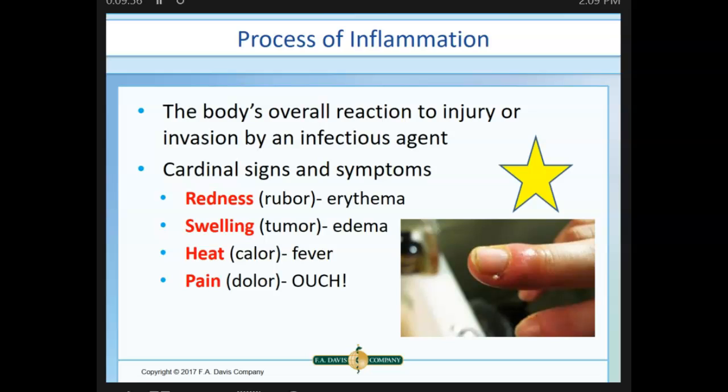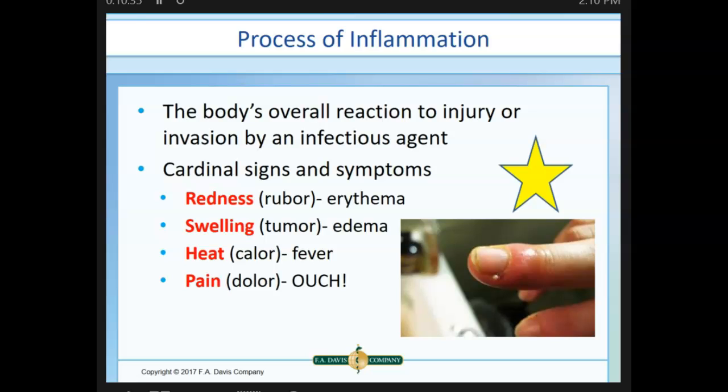So next we're going to talk specifically about the process of inflammation. And I've put my favorite inflammation picture, the hangnail. Everybody's had one. You know what it feels like and what it looks like. So inflammation is the body's overall reaction to injury or invasion by any infectious agent. The cardinal signs and symptoms of inflammation are these four, and I put the Latin term beside the commonly used term: redness, swelling, heat, and pain.